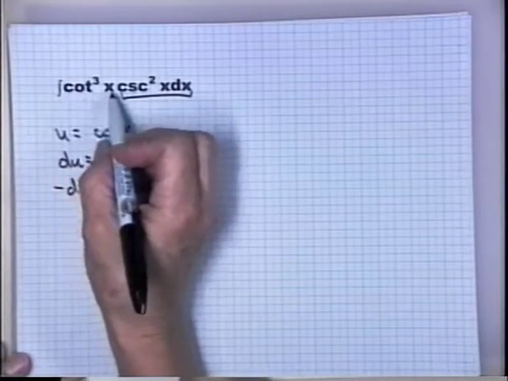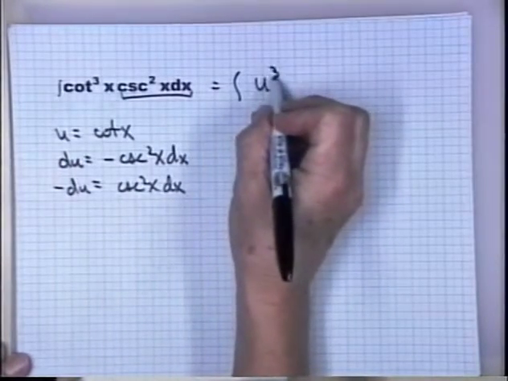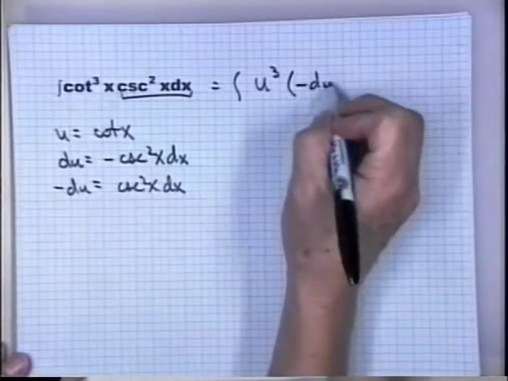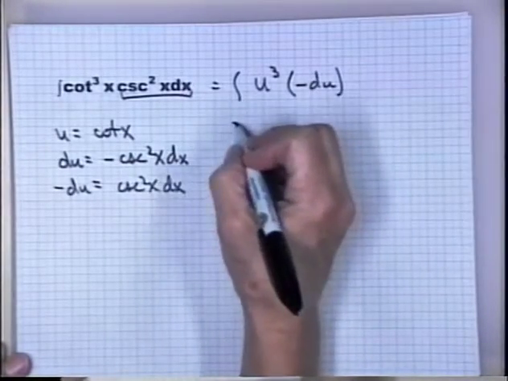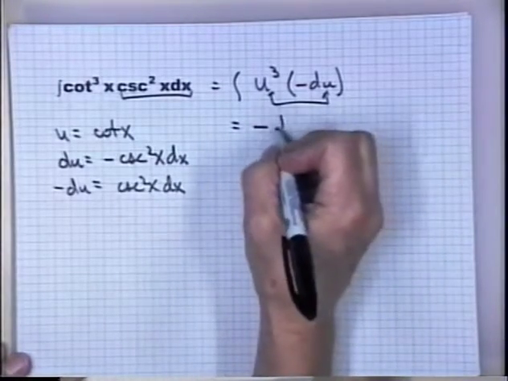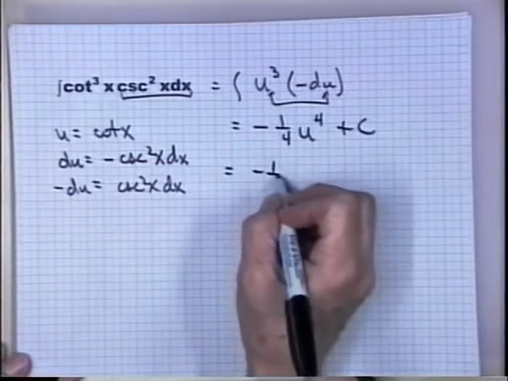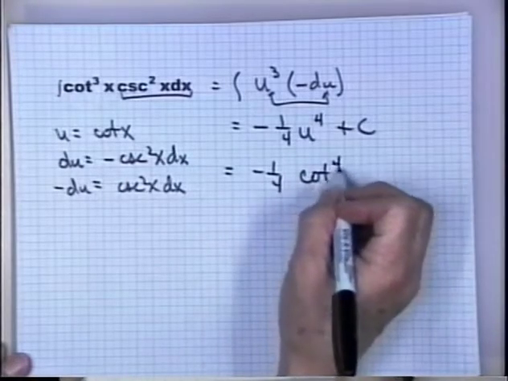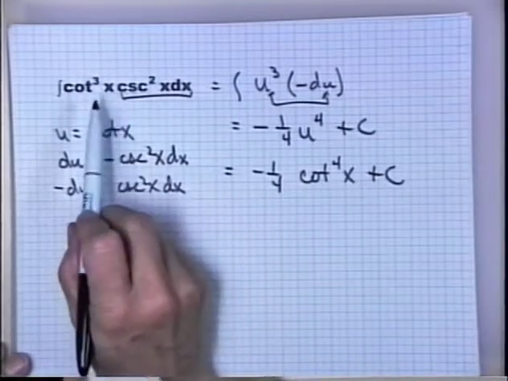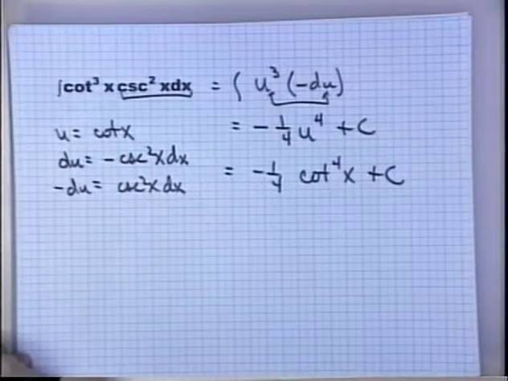So cotangent x is u, so since cotangent was to the third power, u will be to the third power. And cosecant squared x dx can be replaced with a minus 1 times du. Of course, the minus 1 can come in front. And the antiderivative of u cubed with respect to u will be 1/4 u to the 4th plus your c. And sub back in: minus 1/4 cotangent to the 4th x plus c. If you know your derivatives and you know your basic integral forms, this is an easy problem.